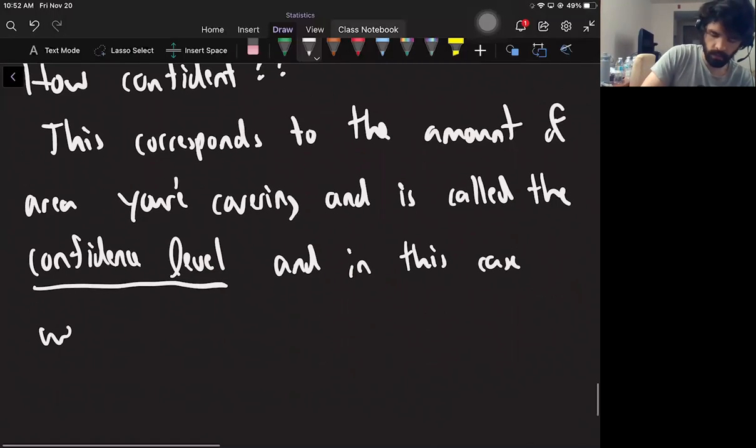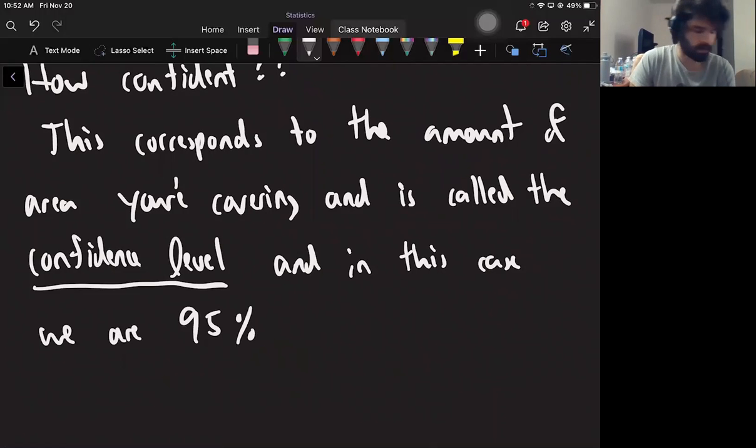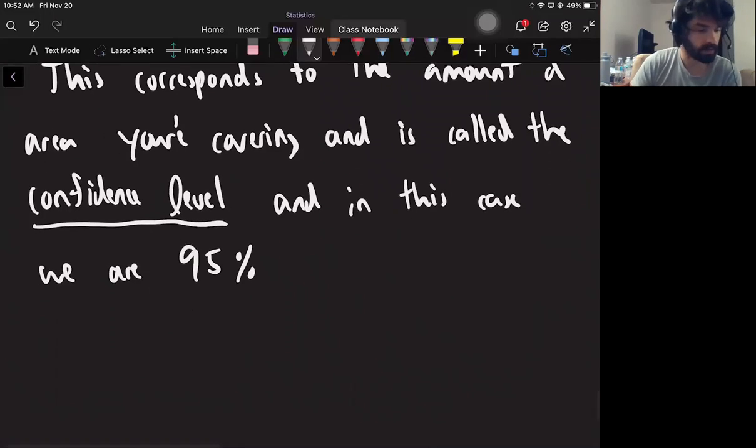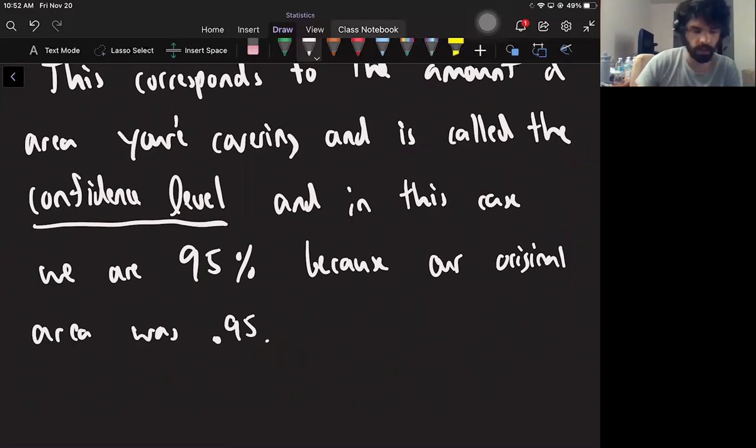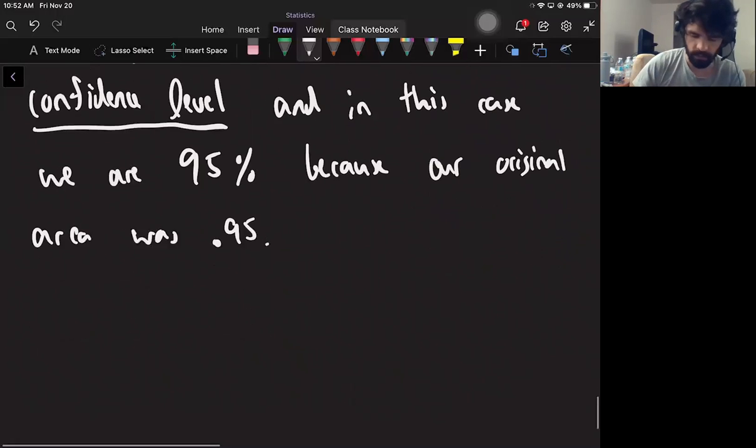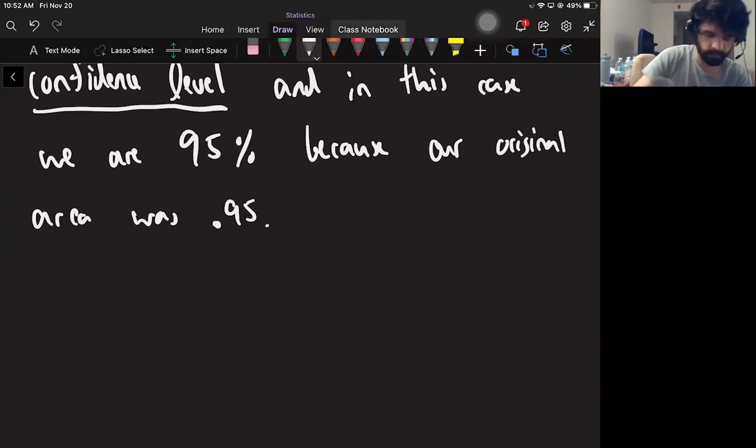So in this case, we would say that we are 95% confident. And it's not just like we're estimating our idea of confidence more abstractly or something. It's literally just based on this number that we picked initially. So we say that we are 95% confident because our original area that we chose was 0.95. So if I chose a different area, then I would have a different level of confidence. So that's one thing to notice.